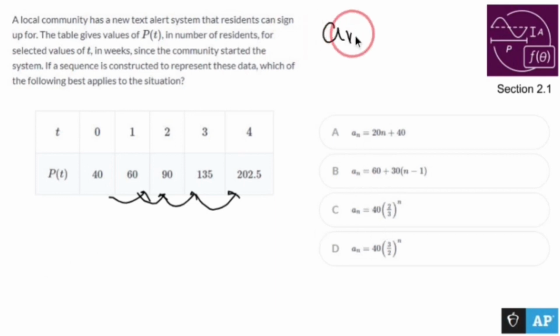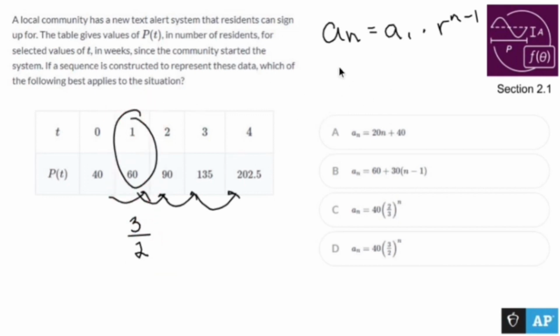that up. A sub n equals a sub 1, the first term, times r to the n minus 1. Why they're using n and not t, I'm not sure, but not my problem. I determined that the common ratio is 1.5, but they want us to write it as 3/2. The first term is actually 60. So a sub n equals 60 times 3/2 to the n minus 1.